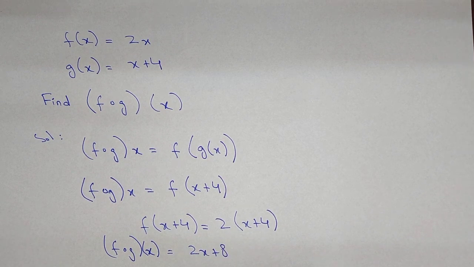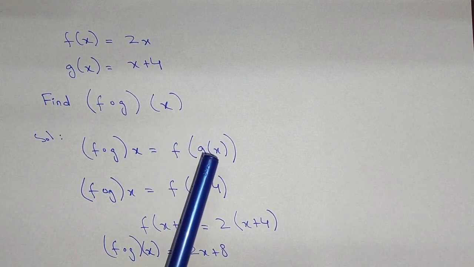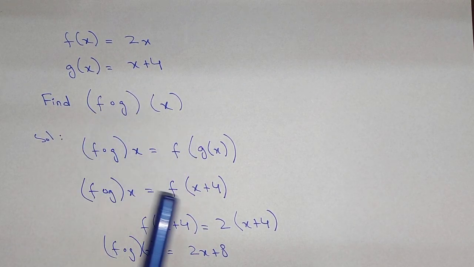So if we were finding g composite of f of x, what we would have done is simply put the value of f of x instead of x in g of x, and the rest of the process and everything would have been the same. I hope you understand.